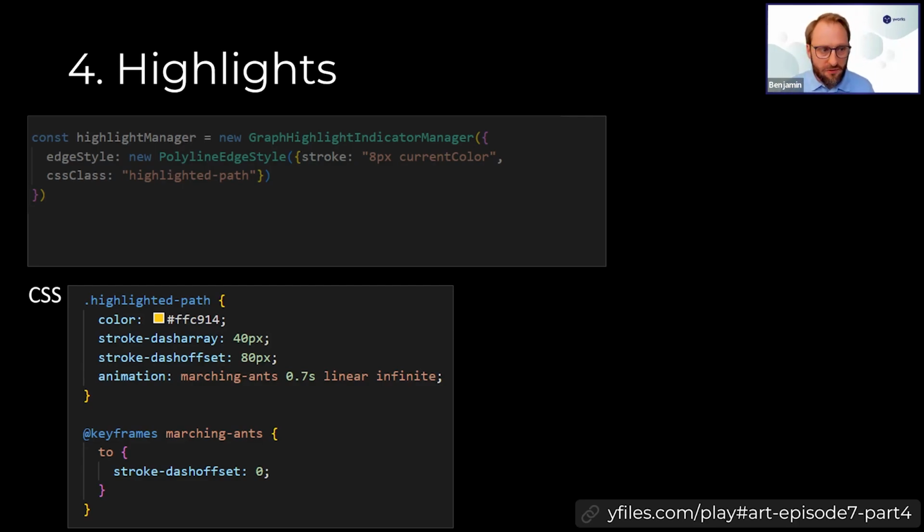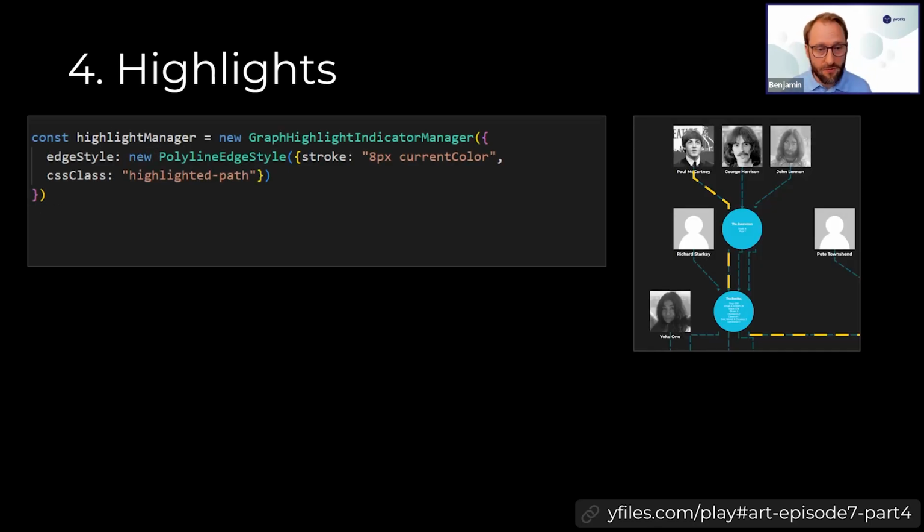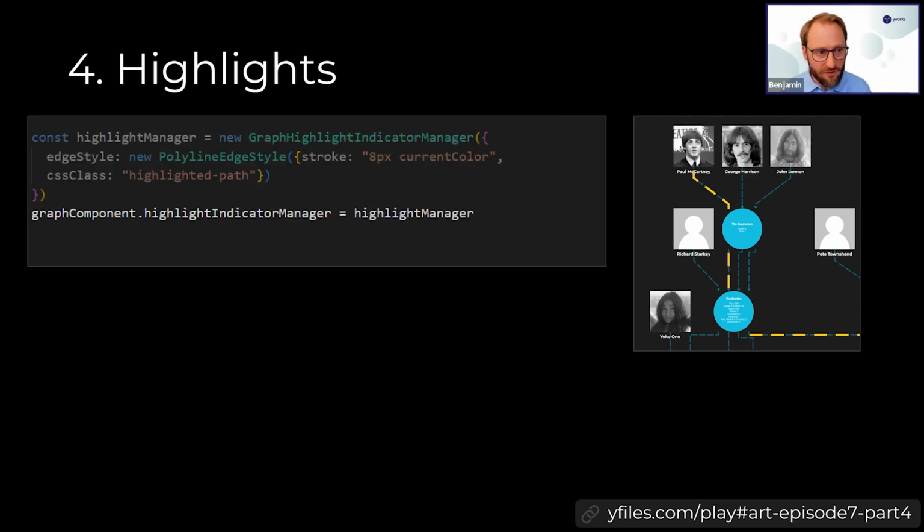So the next question is, of course, what should I do with this highlight manager now? And the idea is that you attach this highlight manager to the graph component. So the graph component, again, is the anchor point that gives you access to the canvas where the graph visualization is drawn on. And this has a property, it's called highlight indicator manager, and you just assign the highlight manager to this property.